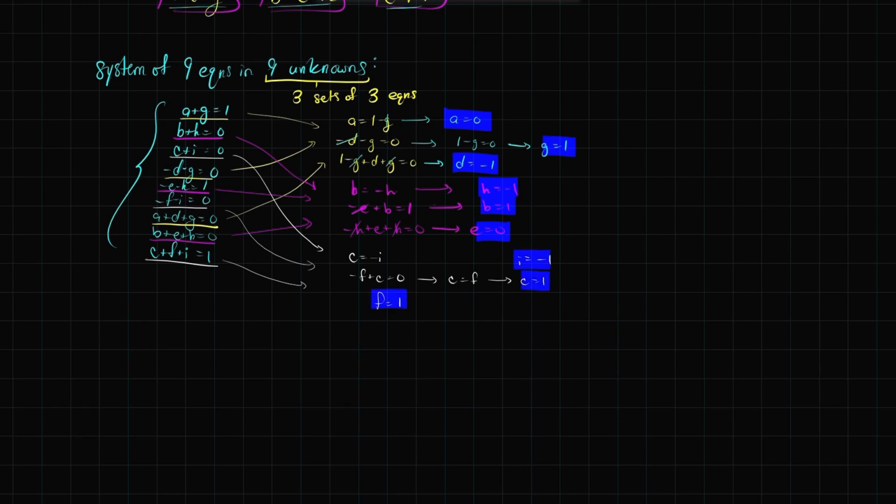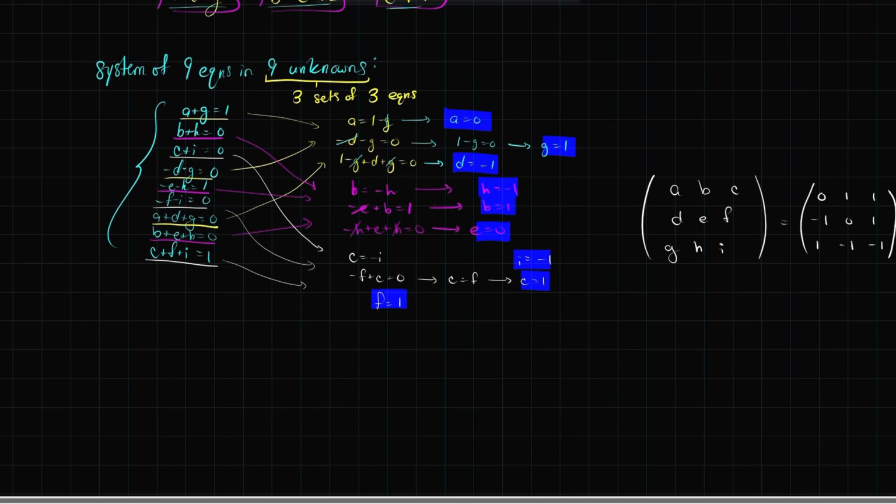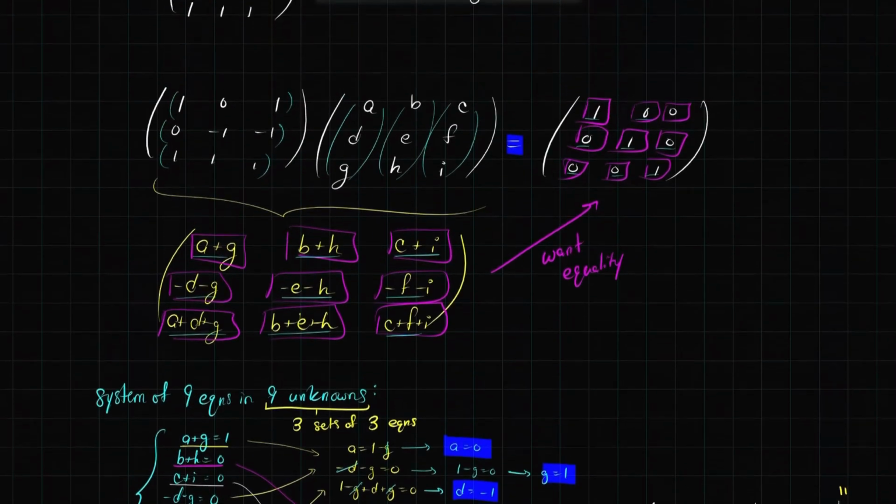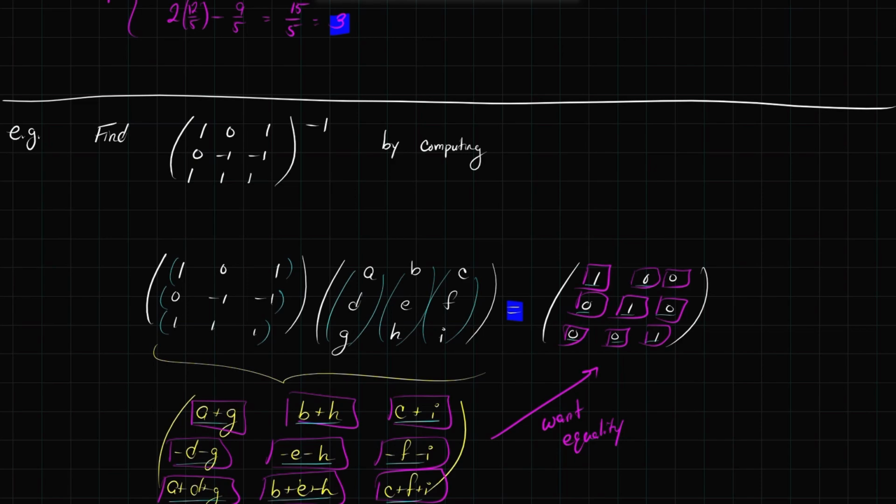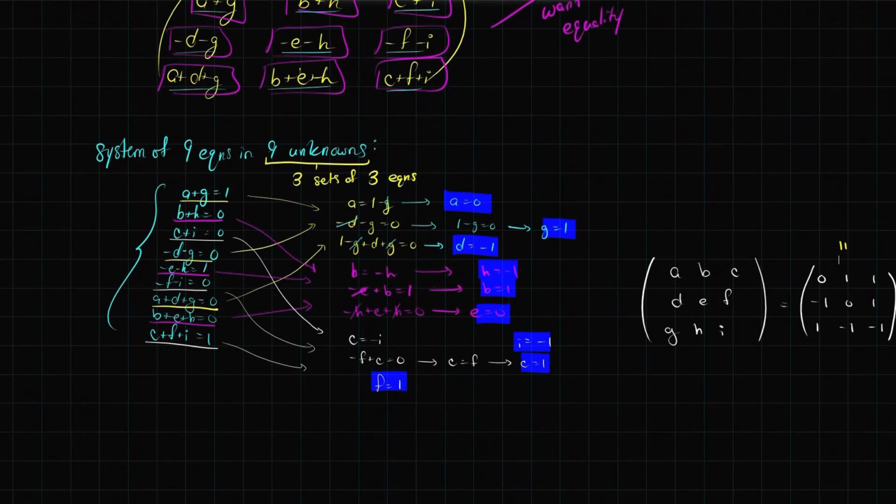So there's my last 3, and I can plug them all back in to my actual A, B, C, D, E, F, G, H, I matrix as A is 0, B is 1, C is 1, D is negative 1, E is 0, F is 1, G is 1, H is negative 1, and I is negative 1. And there is my inverse matrix. So this is the inverse matrix of the matrix I started with, 1, 0, 1, 0, negative 1, negative 1, 1, 1, 1.